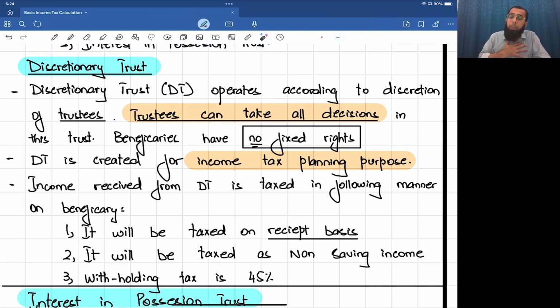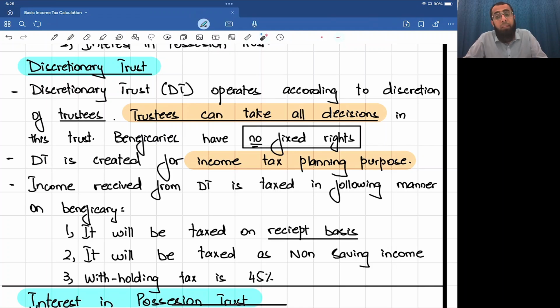For example, if I'm dying and I want to make sure that after my death, the income is given to my children, I'll not create discretionary trust because trustees will change the name of the beneficiaries. They will put their own children's names instead of my children's names. For those reasons, there is another trust called interest in possession trust. Currently, we are talking about discretionary trust, which is created for tax planning. The sole objective is to do tax planning, adjust the beneficiaries.